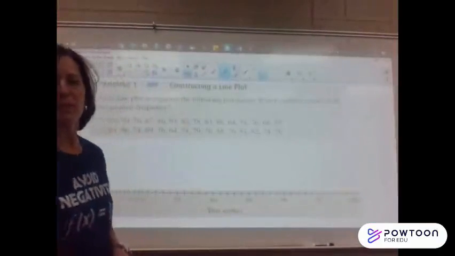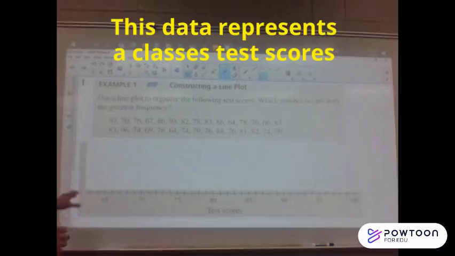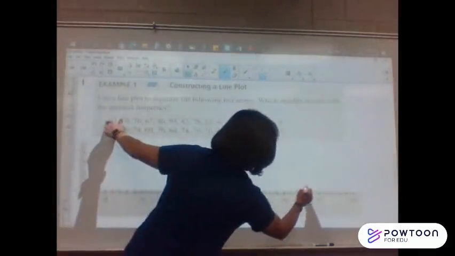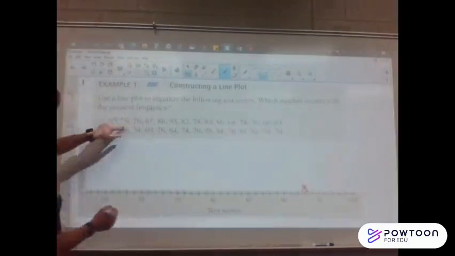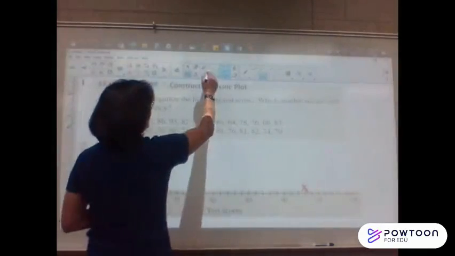Okay, the first set of graphs we're going to talk about are line plots. With line plots, you're going to get a set of data to organize, and you just mark the X's on your graph. So 93, 70, and so on. And keep with that process.